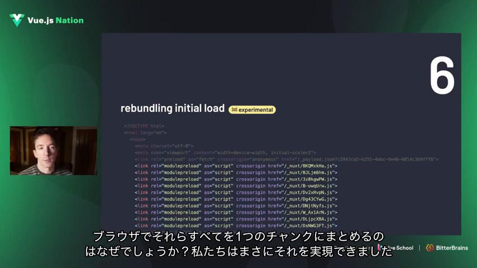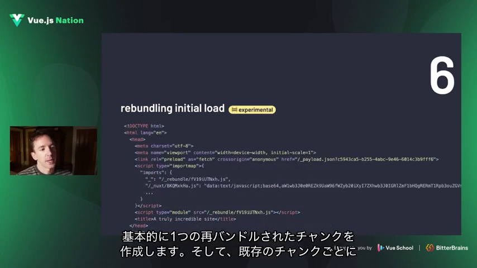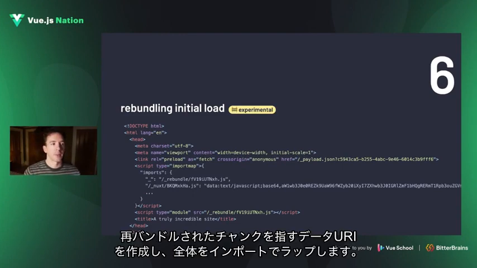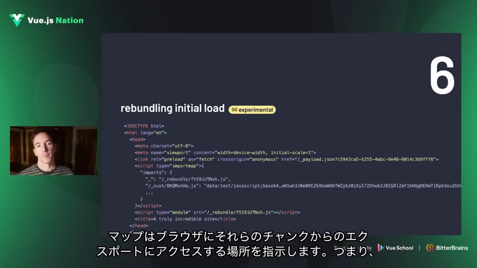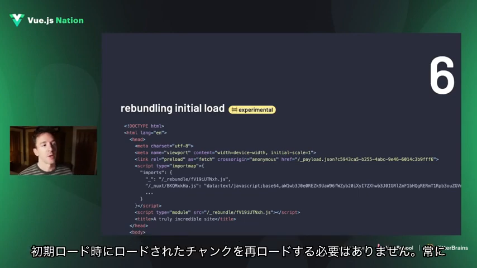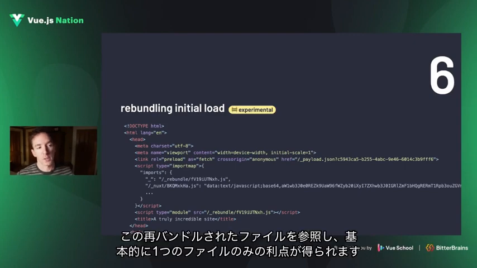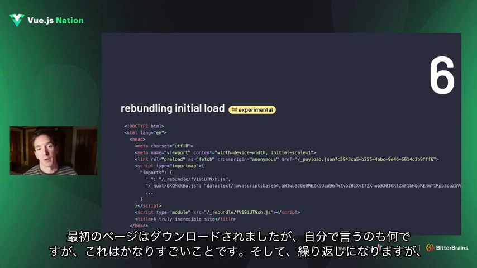Well, we were able to do exactly that, and basically create a single rebundled chunk, and then for every one of the existing chunks, create a data URI that points it to that rebundled chunk, and then wrap the whole thing in an import map to tell the browser where to access the exports from those chunks. So this means that you never need to reload any of those chunks that were loaded on the initial load. It will always point back to this rebundled file, and you basically get the benefit of only a single file downloaded for that initial page, which is pretty cool, if I do say so myself.